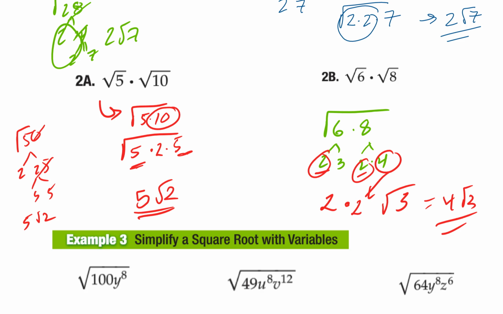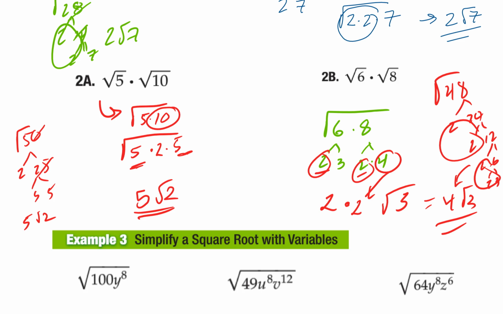Again, you're not happy with that? Just multiply them together. You get radical 48. Do a little 2 times 24, and then 2 times 12, and then 2 times 6, and then 2 times 3. You got 2 pairs of 2, which is 4, and then you have a 3. Right, whichever way works.